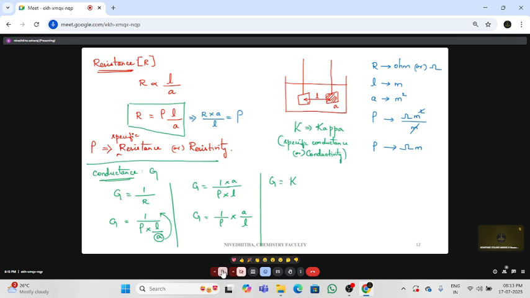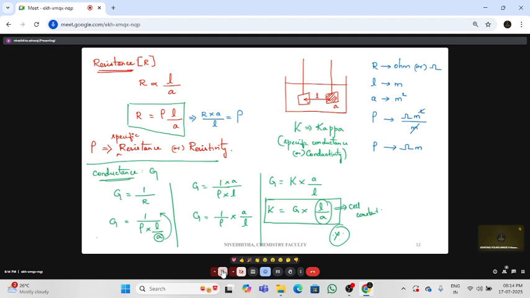So G is equal to kappa into A by L, or what is kappa? G into L by A. This is a very, very famous formula, very important also. So specific conductance is equal to conductance into L by A. Here L by A is called the cell constant. That's it. So now we'll write the units of all the parameters.